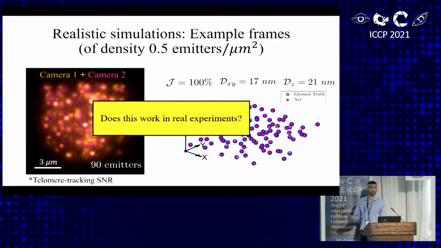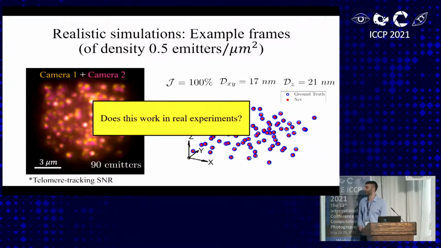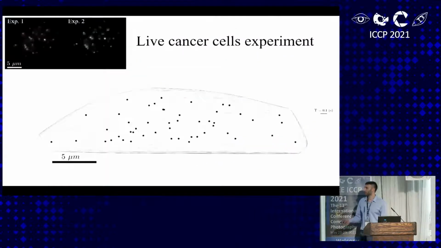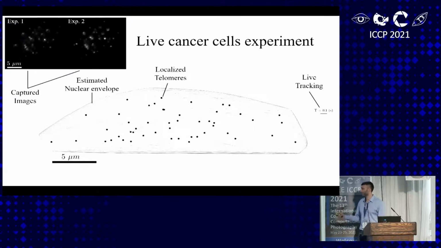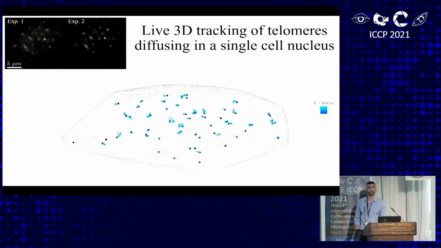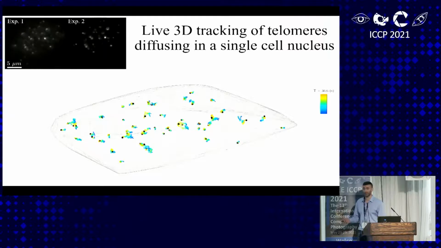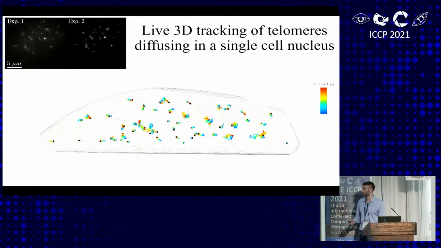Okay, so showing you lots of simulation is nice, but the true question is, does this work in real experiments? This is where the catch usually lies. Okay, so to answer this question, we performed a live cancer cell experiment where we track the telomeres of a cancer cell over time. Okay, so here you see the captured images in the microscope, and here you see the estimated nuclear envelope, the localized telomeres, and the tracking time bar. So if I play this movie, you can see that essentially the network is able to localize all of the visible telomeres very accurately, tracking all the different diffusion behaviors across the entirety of the nucleus.